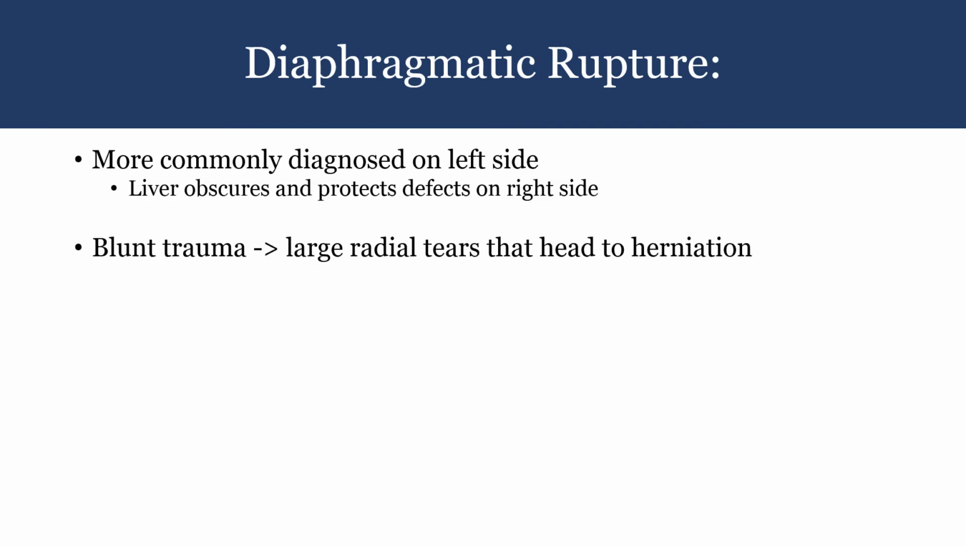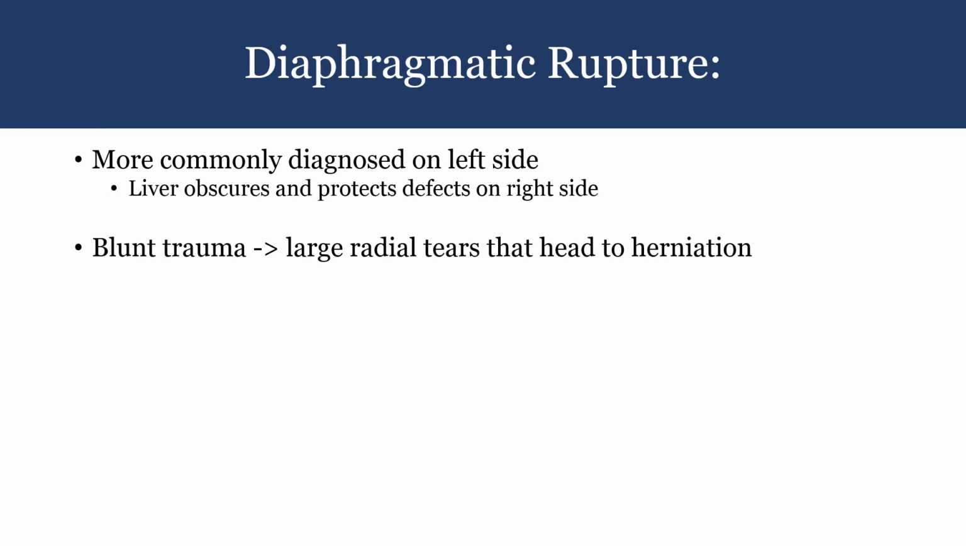Next is diaphragmatic rupture, commonly diagnosed on the left side. On the right side, it's very rare to have a diaphragmatic rupture there because the liver obscures and protects the defect on the right side. So the liver is like a cushion for you on the right, so rarely will a patient come in with a rupture of the diaphragm on the right.